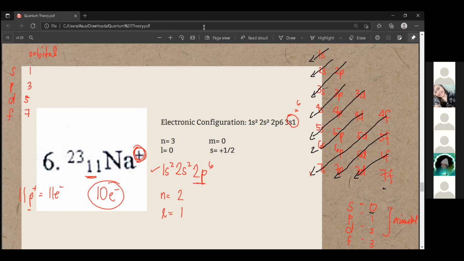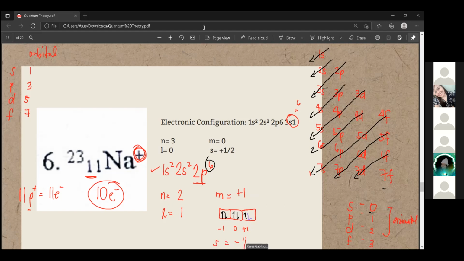And then for the magnetic quantum number, how many do you have? This is P, right? So three. 1, 2, 3. So this is 0, positive 1, negative 1. And then we will fill in all the 6 electrons here. 1, 2, 3, 4, 5, and 6. So the last electron is found in positive 1 and it's going down. So the spin is negative 1/2.